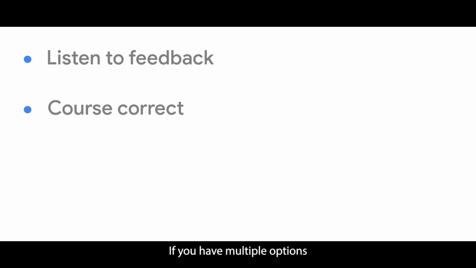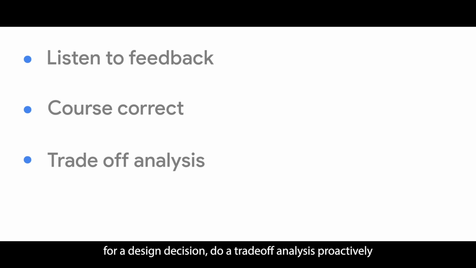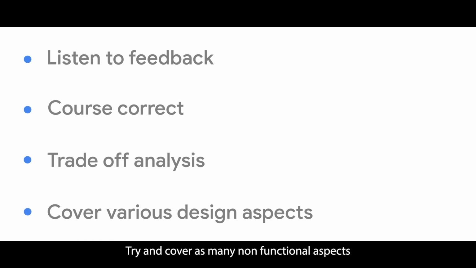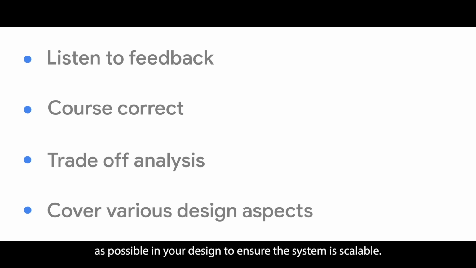If you have multiple options for a design decision, do a trade-off analysis proactively and show your interviewer how you arrived at the optimal one. Try and cover as many non-functional aspects as possible in your design to ensure the system is scalable, highly available, secure, conservative yet realistic in its resource expectations, and easy to operate and maintain.